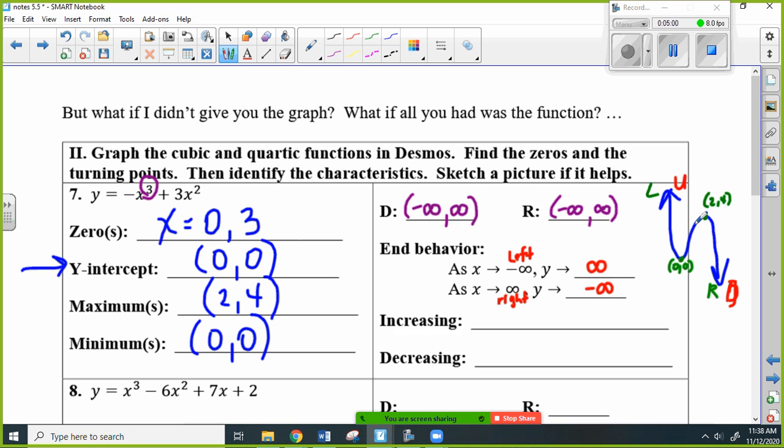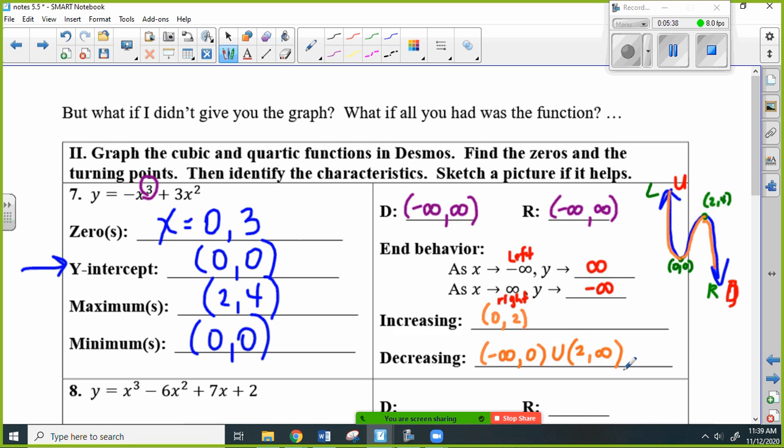I'm going to start on the left, and I'm going to decrease first. So start with negative infinity, and you decrease to the x value of the minimum. Then we're going to increase from the min to the max. So from 0 to 2. And then we're going to decrease again from the max to the right forever. I cannot say that enough. We're going to the right.